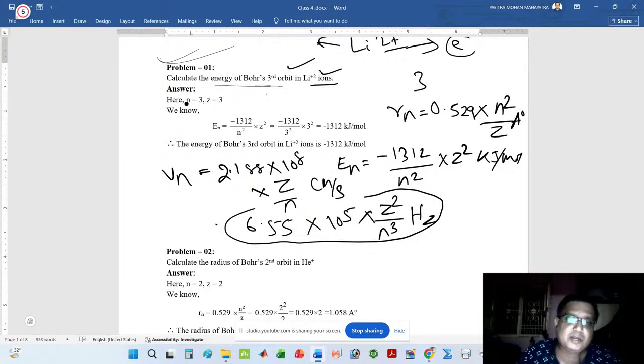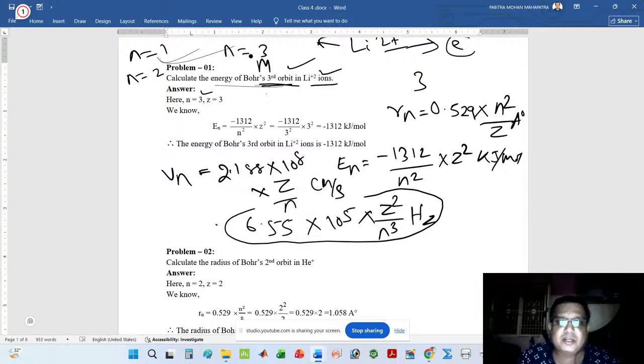If you think about the value of n, the third orbit is given. Third orbit means the M shell, and for the M shell, the value of n is equal to 3. For the first orbit, the K shell, n is equal to 1. For the second, the L shell, n is equal to 2. Similarly, for the third shell, n is equal to 3, the M shell. For the fourth orbit, the N shell, the value of n is 4.